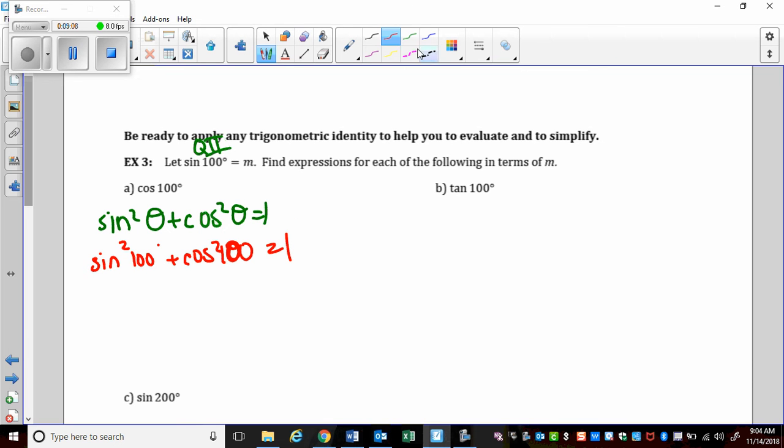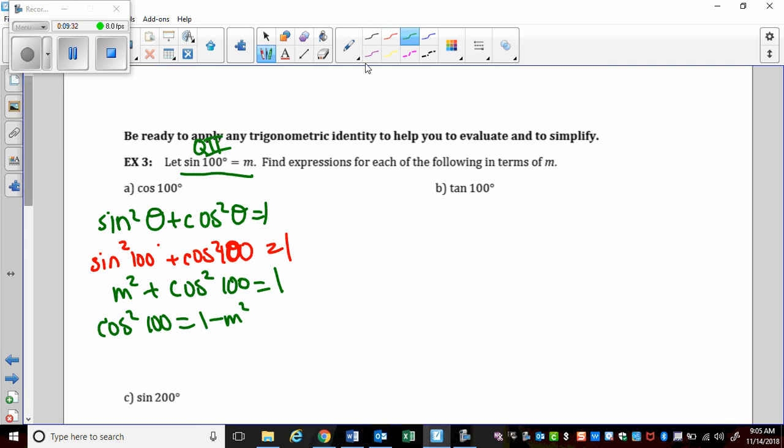Now sine squared of 100 degrees, we actually know sine at 100 degrees is m. So sine squared at 100 degrees is m squared plus cosine squared at 100 degrees equals 1. I'm going to subtract my m squared, so I get cosine squared 100 equals 1 minus m squared. And then I can take the square root of both sides. It's going to be plus or minus, but it's going to be cosine at 100 degrees, which was what they wanted.